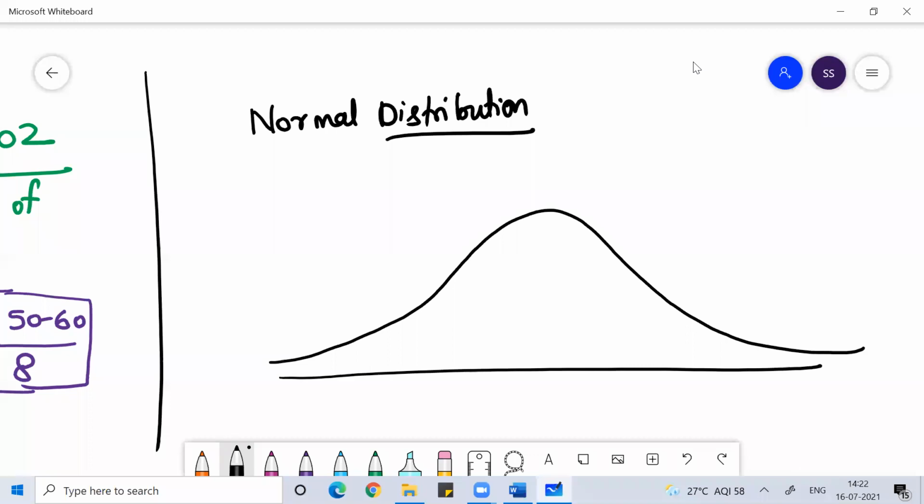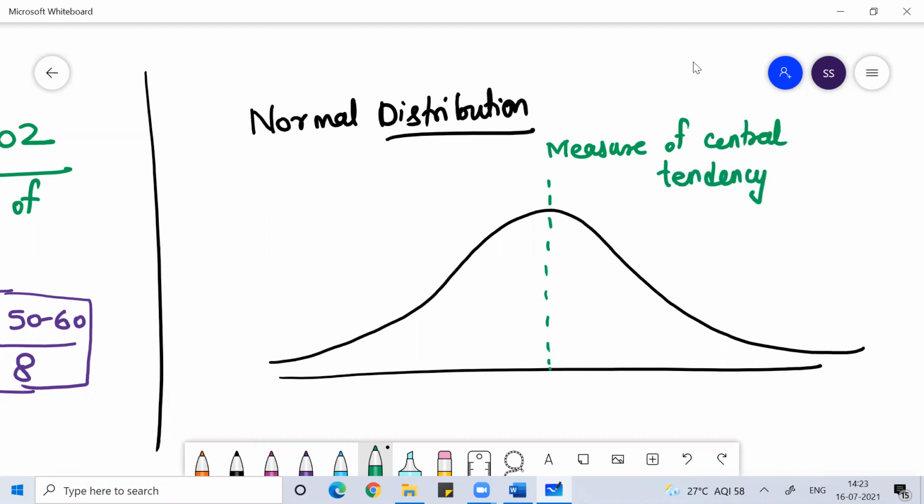Under this normal distribution curve, we assume that when the data are allowed to arrange randomly in any manner, the maximum data will aggregate at the center. That property of the data, where the data aggregate at the center, is called measure of central tendency.